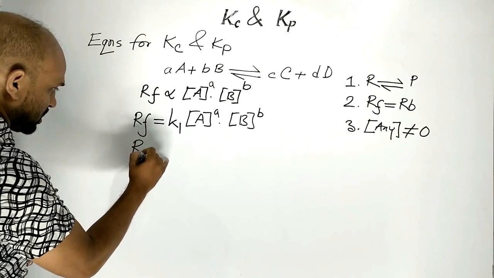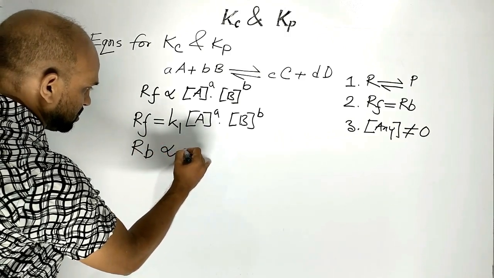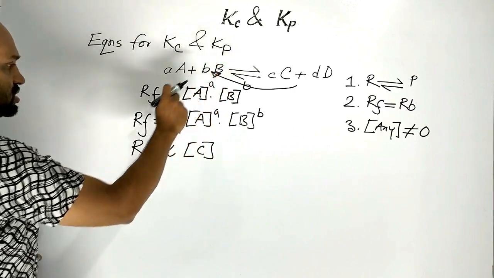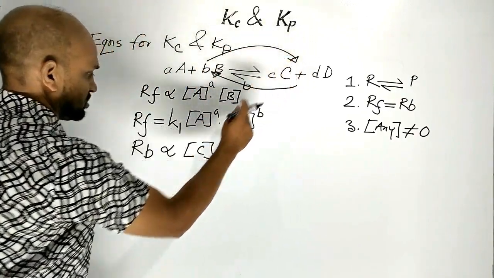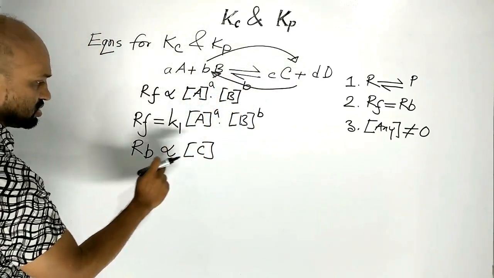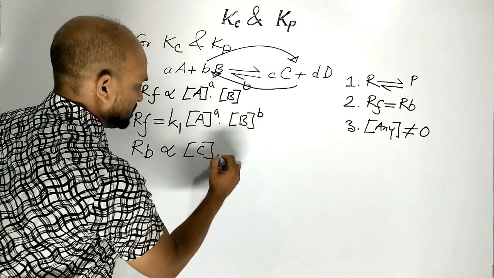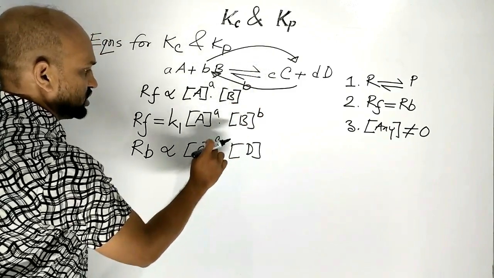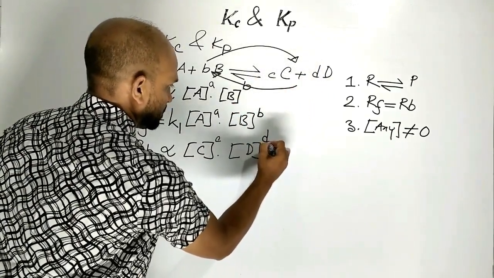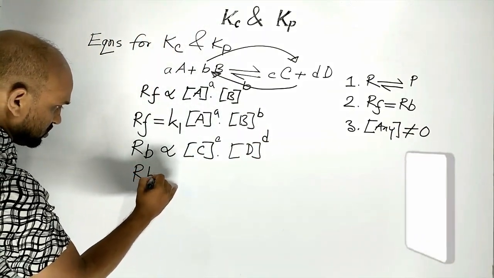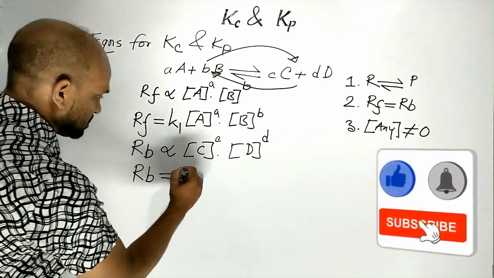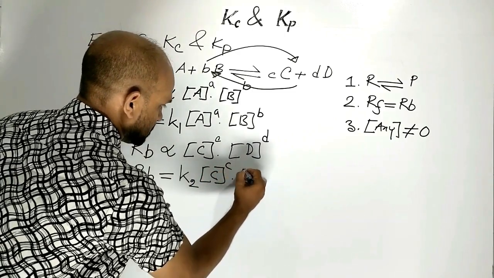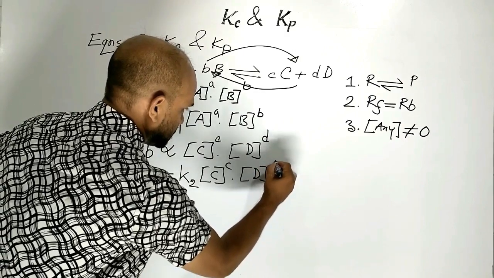Now, rate of backward reaction is directly proportional to the concentration of C and concentration of D. Coefficient c will be the power of C, and coefficient d will be the power of D. Now, rate of backward reaction is equal to a constant term, K2, times concentration of C to the power c into concentration of D to the power d.